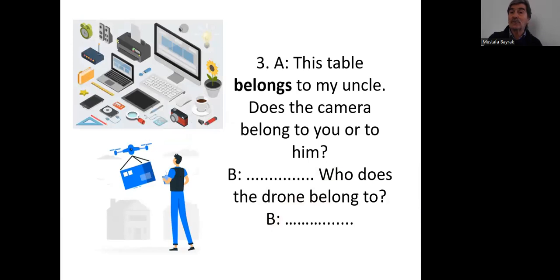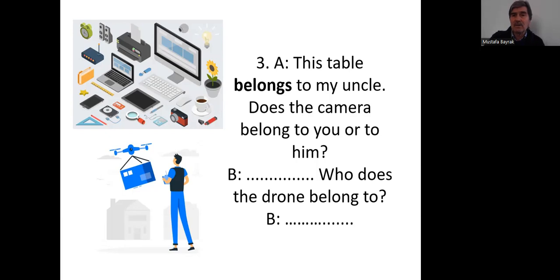This table belongs to my uncle. So no ing. My uncle is the owner, okay? My uncle is the owner of this table, or my uncle has this table. My uncle owns this table. He is the owner. This table belongs to my uncle. Do you see the continuity in this situation?